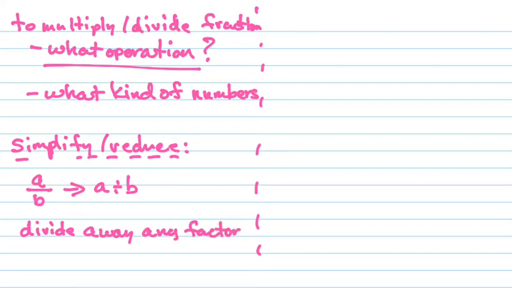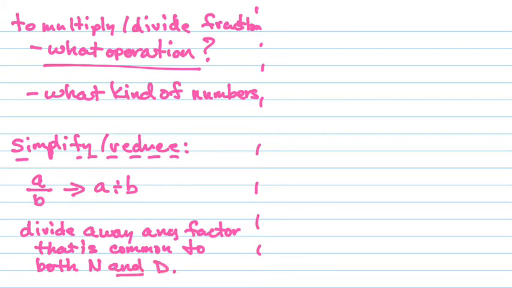A factor just means anything that will divide evenly into something else, right? Remember that word, factor? So it means just something that will divide evenly. Any factor that is common to both numerator. What's the numerator mean? That's the top number in a fraction. Good. And the denominator, which simply means the bottom number of the fraction, right? Numerator, denominator.